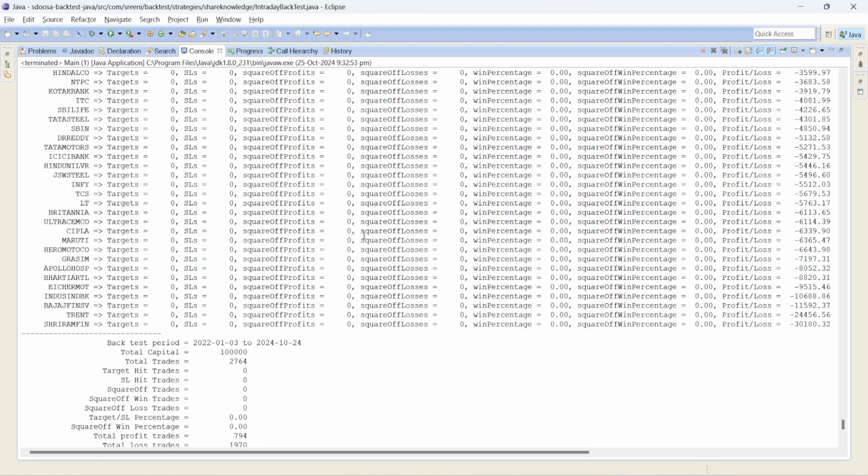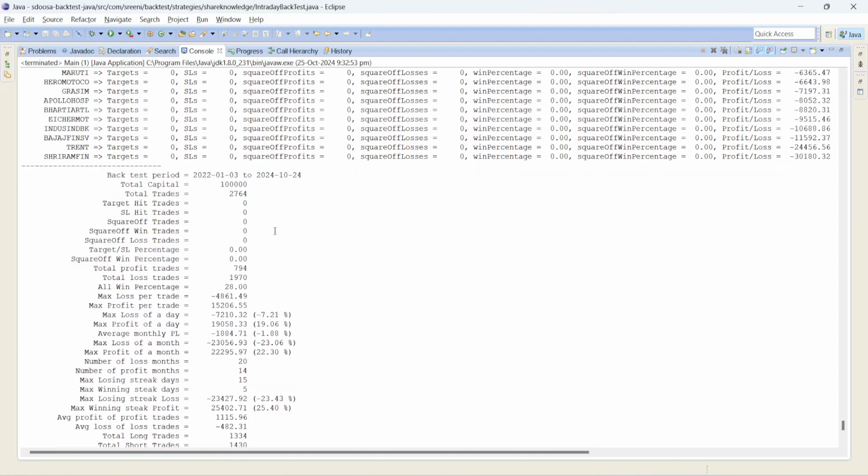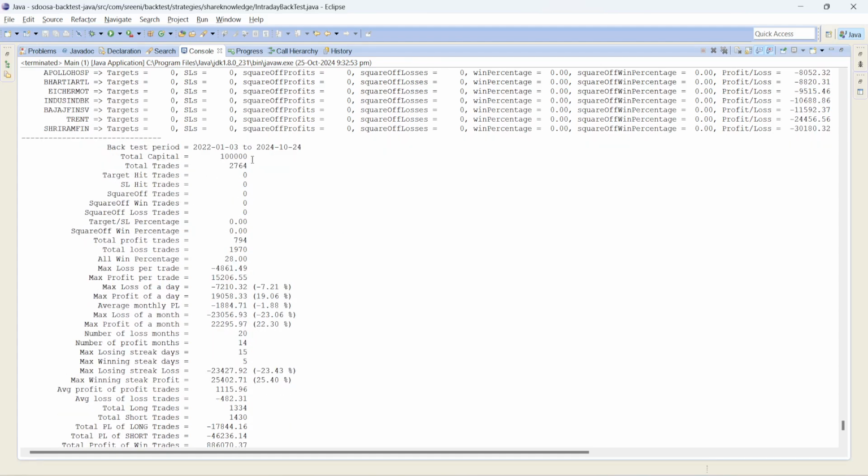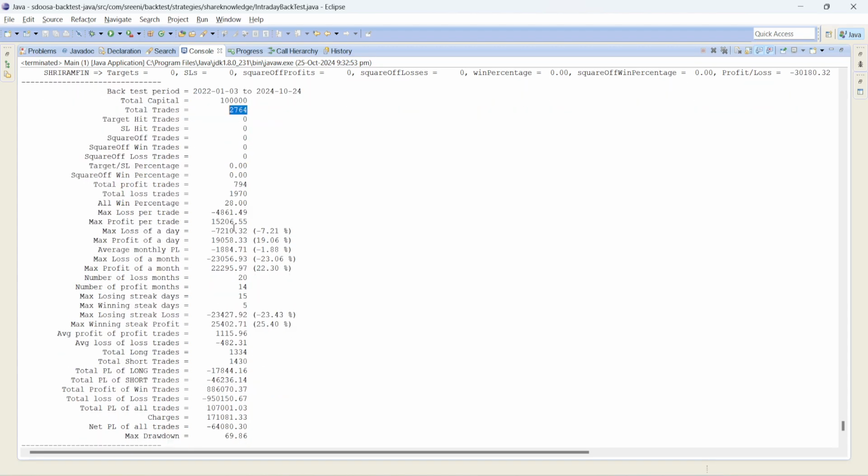Even when we have a proper strategy to select certain stocks on a given day and start trading based on the Vwap indicator only in those stocks. And looking at the statistics here, the total capital is 1 lakh. Total trades taken were 2764 over the 3 years. Here you see target hit and SL trades are all 0 because we don't have any target or SL in this strategy. We exit the trade only when the candle closes on the opposite side of the Vwap, right?